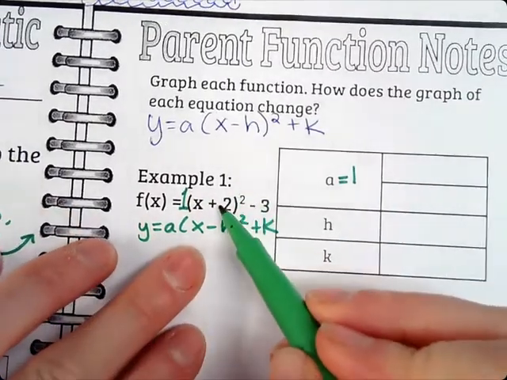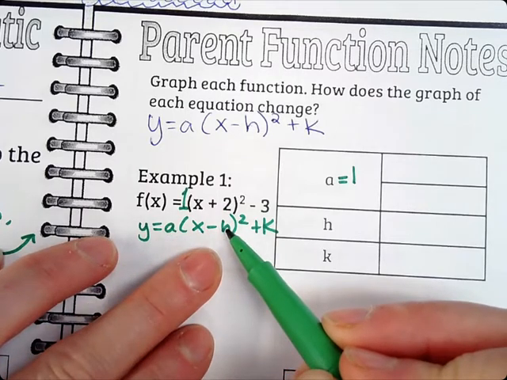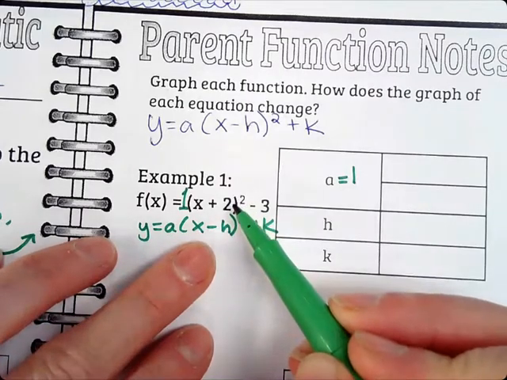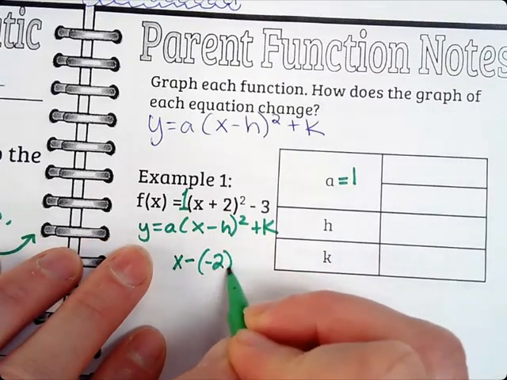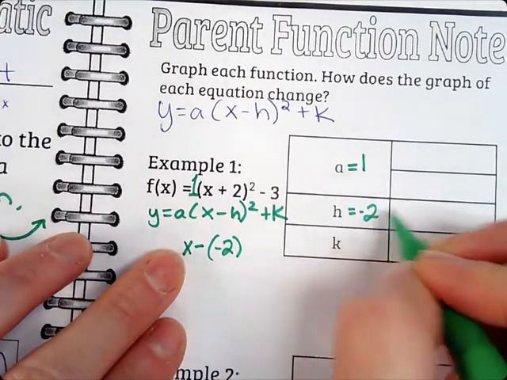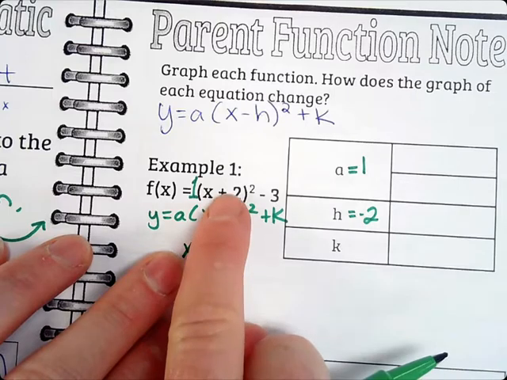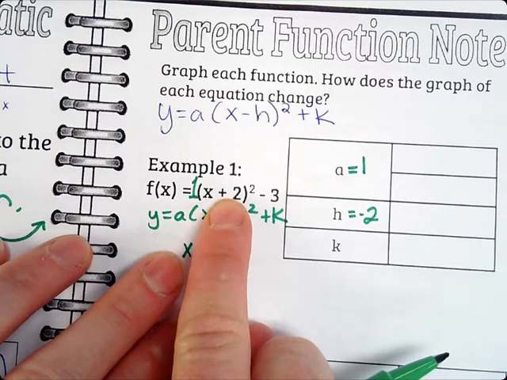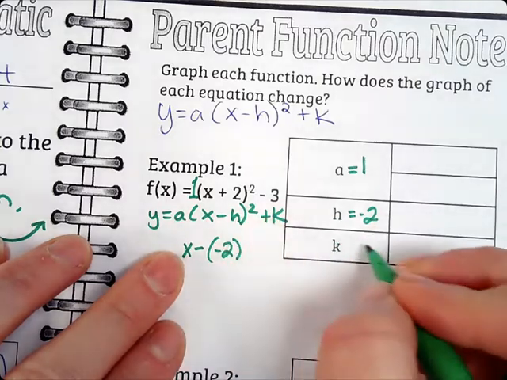Okay, what about the h value? This is supposed to be minus h, but it says plus 2. So it must be x minus a negative 2. So h is negative 2. The h is always opposite the sign that it's given. K is the exact sign that it's given. So the k is the negative 3.